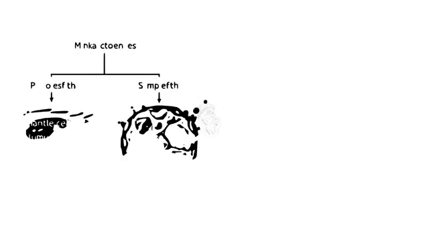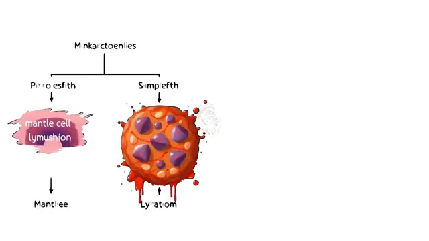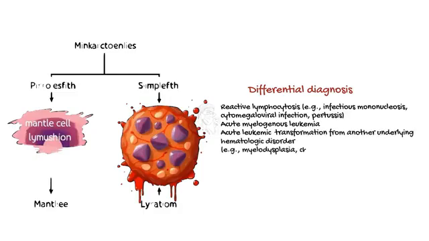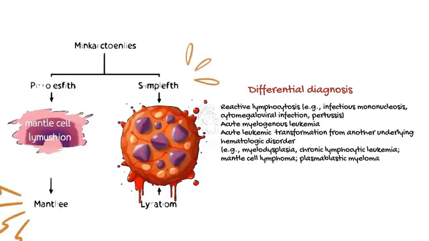Now, what about the differential diagnosis? Reactive lymphocytosis due to infections like mononucleosis or pertussis, acute myeloid leukemia, leukemic transformation of CLL or myelodysplasia, mantle cell lymphoma, and plasmablastic myeloma must all be considered.